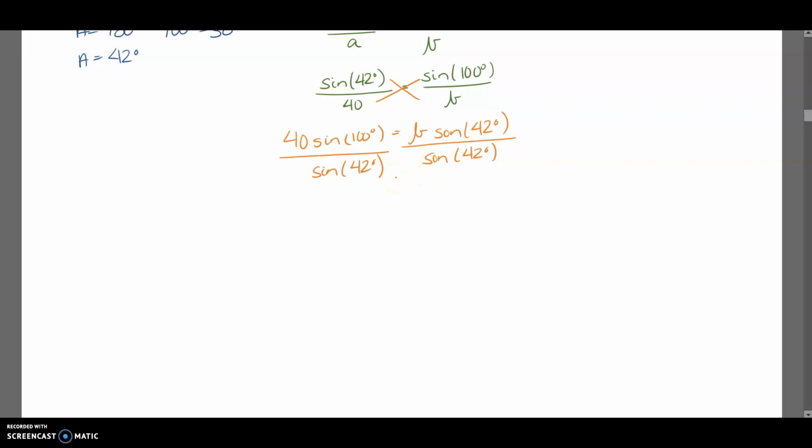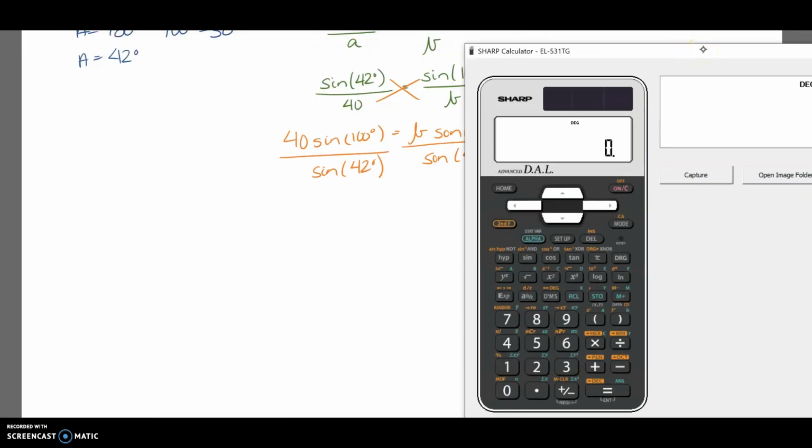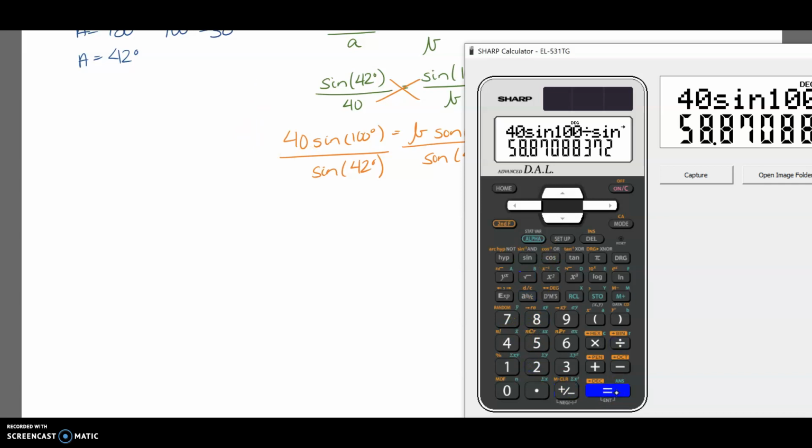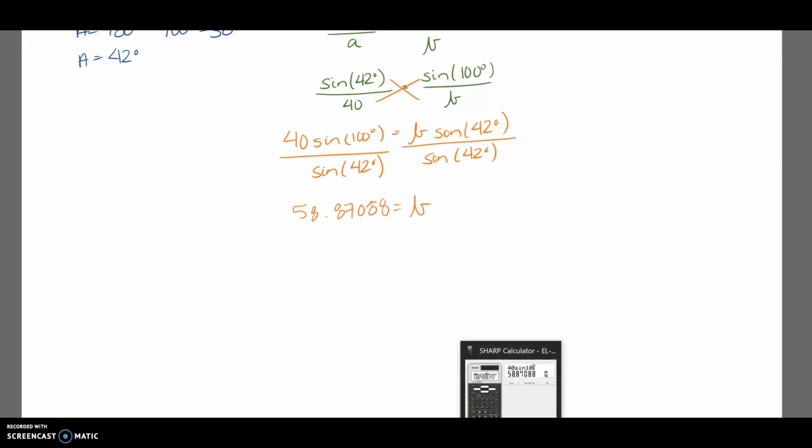And then I can put this right into my calculator. So I'll switch over to the calculator. Make sure if you're following along with yours, you should be getting the same answer. Make sure you're in degrees. I have 40 sine 100 divided by sine 42. You shouldn't have to worry about using any brackets here. And side B, we get 58.87088. That's side B.